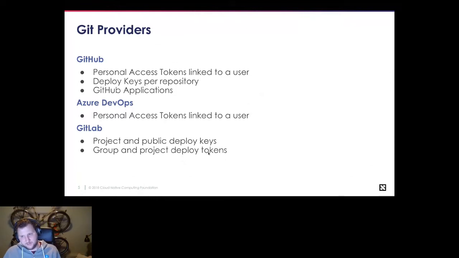For GitLab, GitLab actually has a lot of support for different types of solutions. So it has project and public or global specific deploy keys. And you can also create group and project deploy tokens. So deploy tokens are like API tokens. I'm not sure if these are still limited within the enterprise solutions of GitLab. They used to be at least. And they work in the manner that you would actually want to. So you can create individual tokens per repository, and then you can pass these tokens down to each namespace, and then they can just be used by the source controller to authenticate upwards.